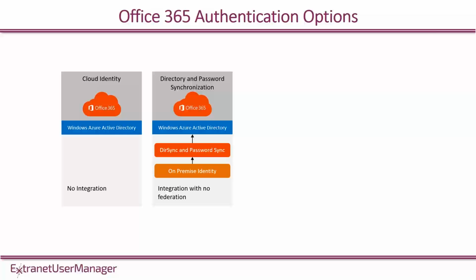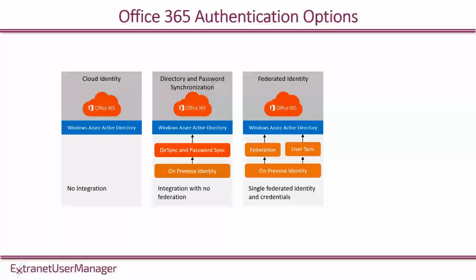Which is kind of our segue into the next section, talking about what our Office 365 authentication options are. The first one is called Cloud Identity. This is what happens when you first create an Office 365 tenant. It creates accounts for you and whatever users you want to create in Windows Azure Active Directory. So those accounts are up in the cloud. You've got a username and a password that are kept in the Azure Active Directory, and there's no integration to your on-premises identity. So you just have an identity for the cloud that's separate from your on-premise.